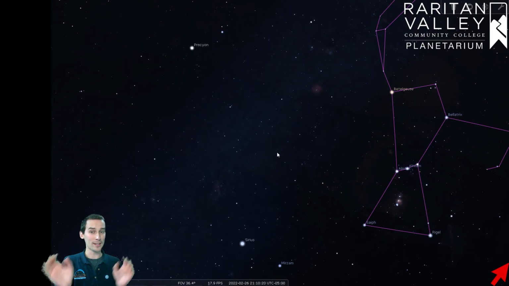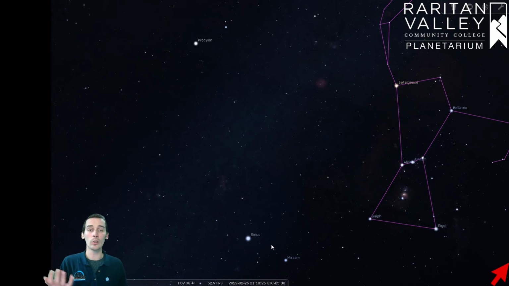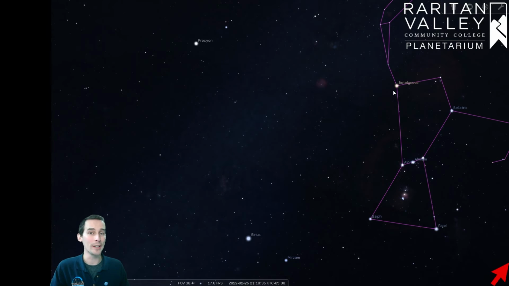Unfortunately, I can't put up one at a time, so it might get a little messy, but we're going to focus on what's called the Winter Triangle. Now to make the Winter Triangle, we are going to be using this bright star right down here, the brightest star in the night sky, Sirius. We're going to be using Orion's shoulder up over here, this reddish star called Betelgeuse.